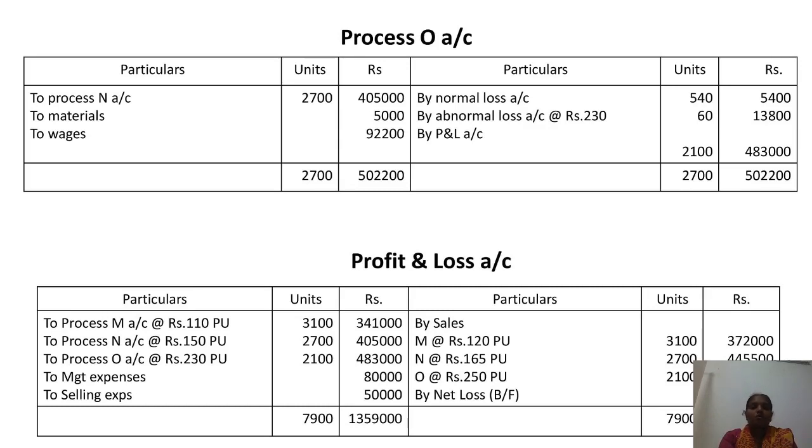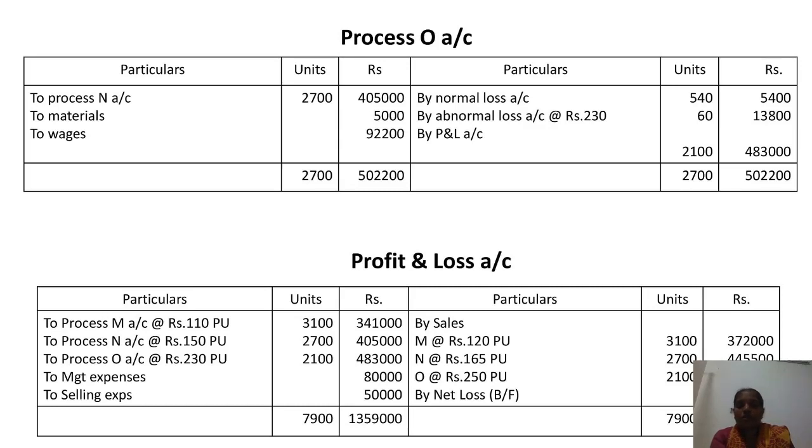Then all the accounts like process M, process N, process O, profit and loss accounts, wherever we have written the profit and loss account, that amount should be either debited or credited depending on the circumstances. Here in this case we have debited process M account at the rate of rupees 110 per unit, process N account 150 per unit, and process O 230. How many units for process M? 3,100 units. For process N it's 2,700 units, and process O, 2,100 units. We have to multiply by that.